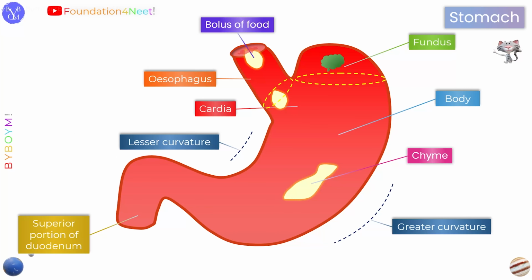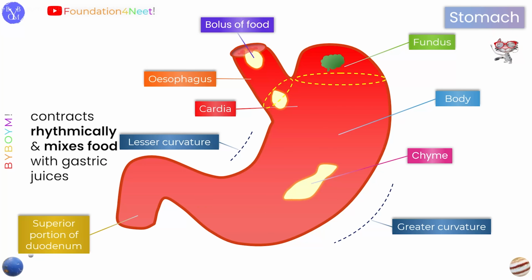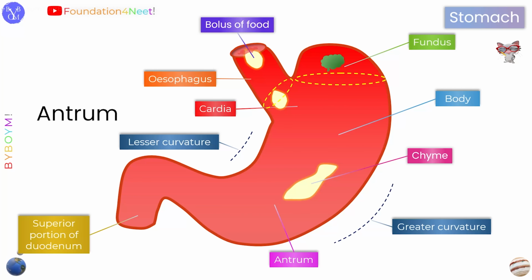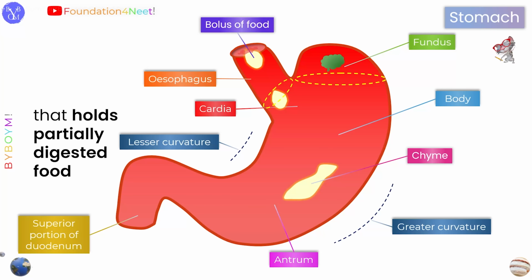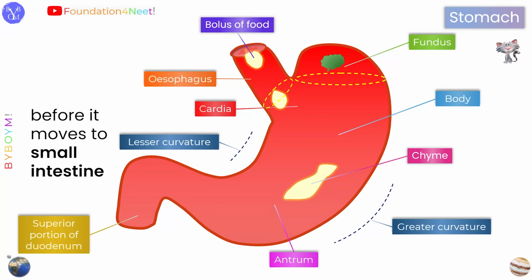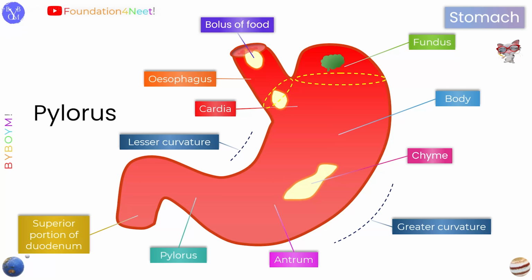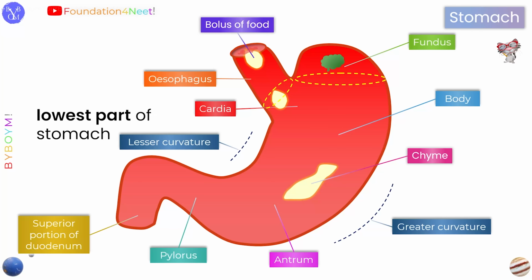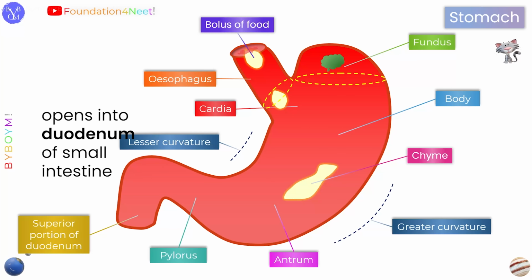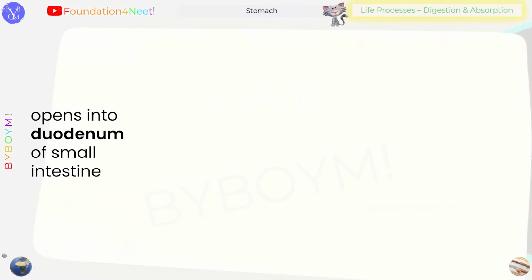We talked about mechanical and chemical digestion of food. The mechanical digestion of food occurs in the oral cavity and in the stomach. The walls of the stomach contract rhythmically and mix food mechanically with gastric juices. The fourth part is the antrum. It is the part of the stomach that holds partially digested food before it moves to the small intestine. The fifth region is the pyloric region or pylorus. It is the lowest part of the stomach and it opens into the duodenum of the small intestine.